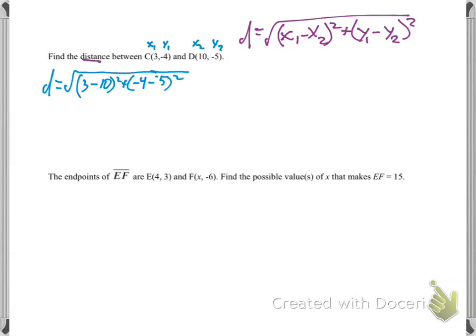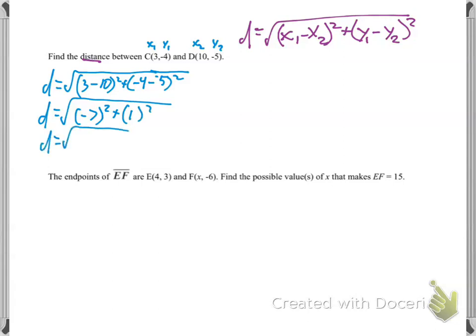And let's start working this out. Okay, D equals the square root of, let's see, 3 minus 10 is negative 7 squared, plus negative 4 minus negative 5. Remember, minus a negative is like adding. So negative 4 plus 5 would be 1 squared.